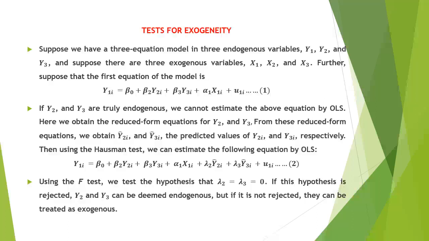Then using the Hausman test, we can estimate the following equation by the OLS method, that is y1i is equal to beta 0 plus beta 2 y2i plus beta 3 y3i plus alpha 1 x1i plus lambda 2 y hat 2i plus lambda 3 y hat 3i plus u1i. Using the F test, we test the hypothesis that lambda 2 is equal to lambda 3 is equal to 0. If this hypothesis is rejected, y2 and y3 can be deemed endogenous. But if it is not rejected, they can be treated as exogenous.